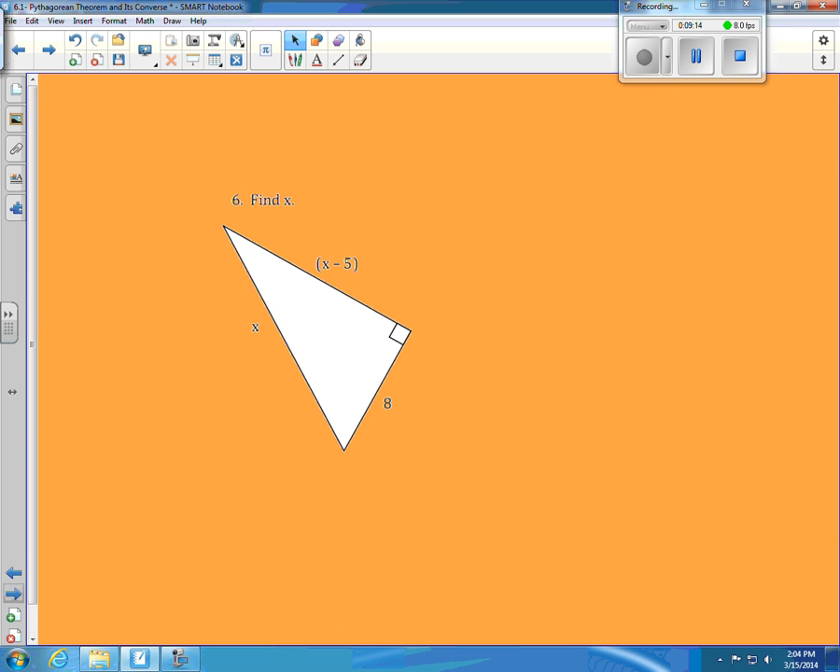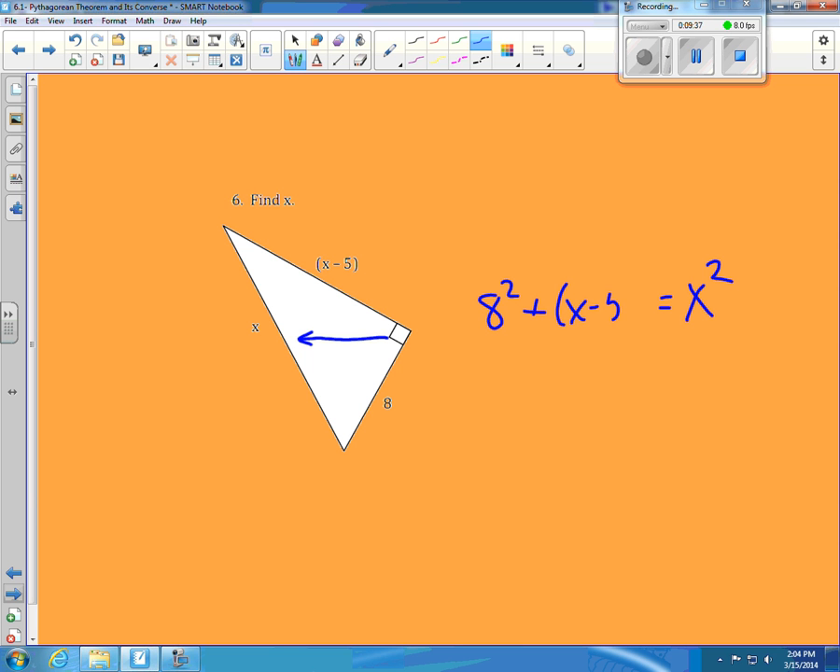All right, we have 6 and 7 left here. So 6 says find x. Well, we're going to use the Pythagorean theorem to do this. And I'm just going to get it started for us, and then we'll continue the discussion about it in class. So across from our right angle is x. So that is our C term. We're going to square both sides. So we have 8 squared plus (x minus 5) squared. We need to solve for x.